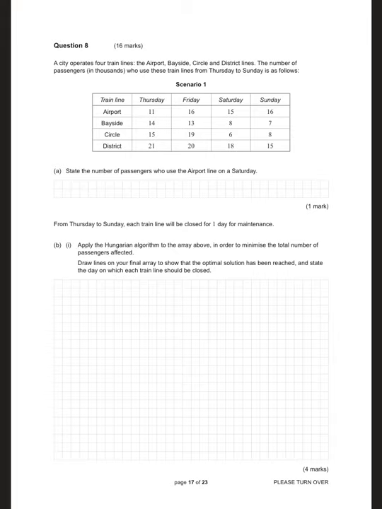A city operates 4 train lines: the airport, Bayside, Circle, and District lines. The number of passengers who use these trains is shown. State the number of passengers who use the airport line on a Saturday. Airport, row 1, column 3, 15,000 use the airport line on a Saturday.